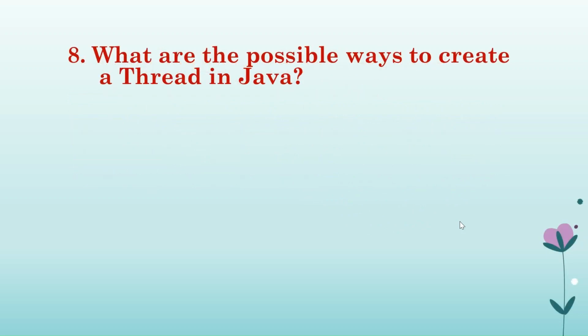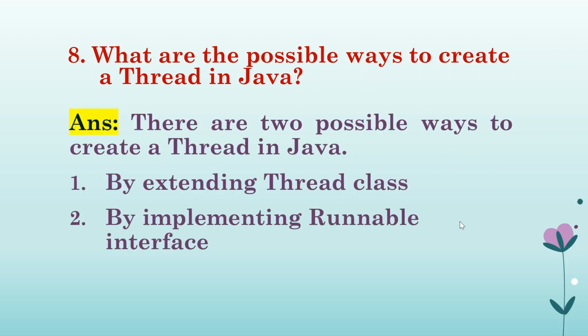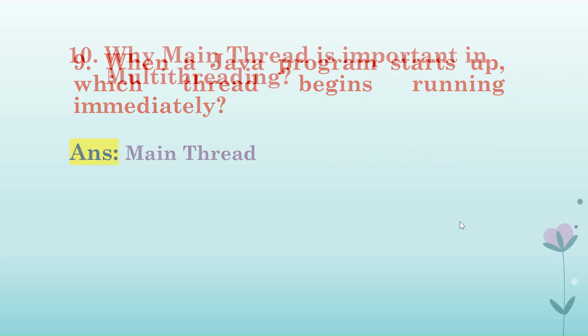What are the possible ways to create a thread in Java? We basically have two ways to create a thread. One is by extending the Thread class, and the other is by implementing the Runnable interface. When a Java program starts up, which thread begins running immediately? The main thread. By default, every program has a single thread running, called the main thread. Whenever your program starts, the main thread immediately starts running.